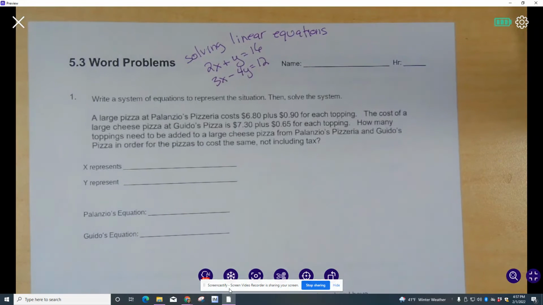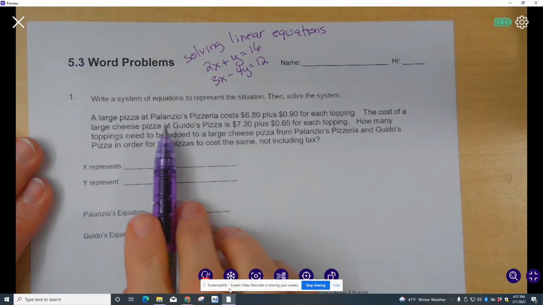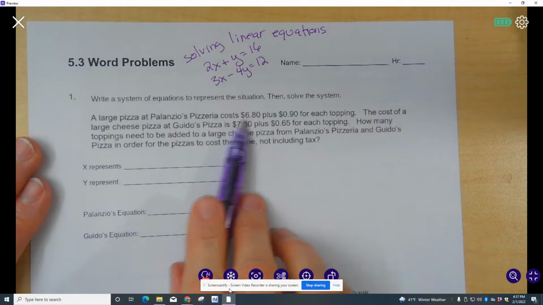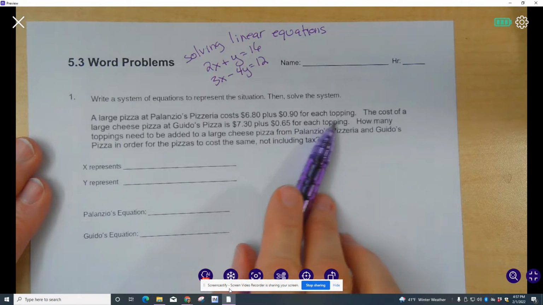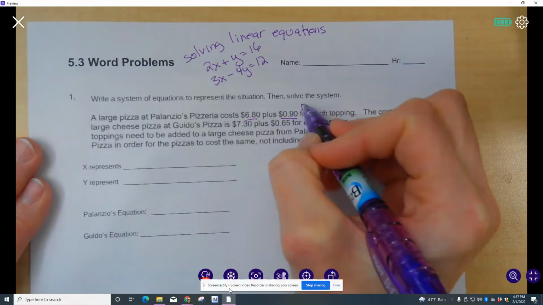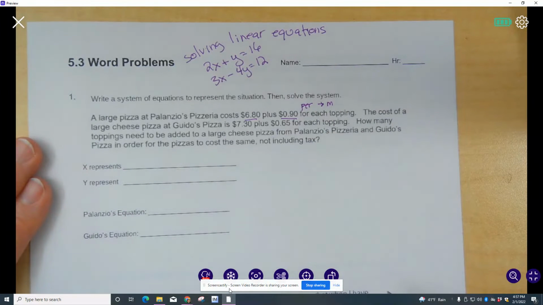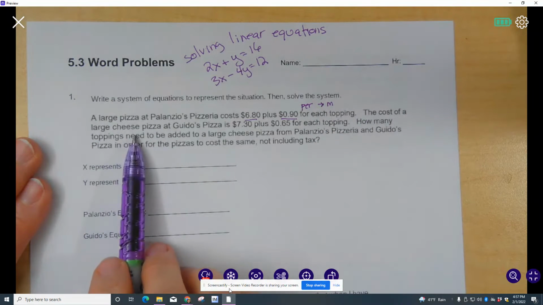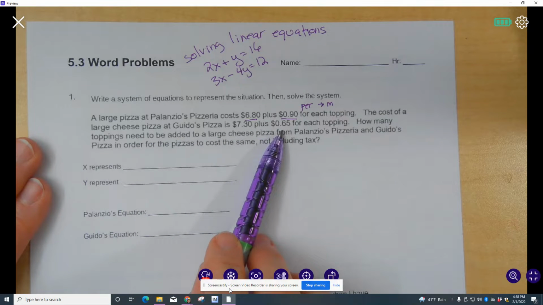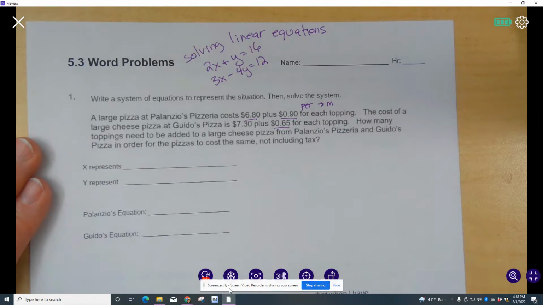All right, so you want to start by reading the problem and seeing what you think is important. It says a large pizza at Palazio's Pizzeria costs $6.80 plus 90 cents for each topping. When I see this 90 cents, think per topping. That makes me think of a slope because that's a rate. The cost of a large cheese pizza at Guido's is $7.30 and 65 cents per topping. Again, this makes me think of a slope.